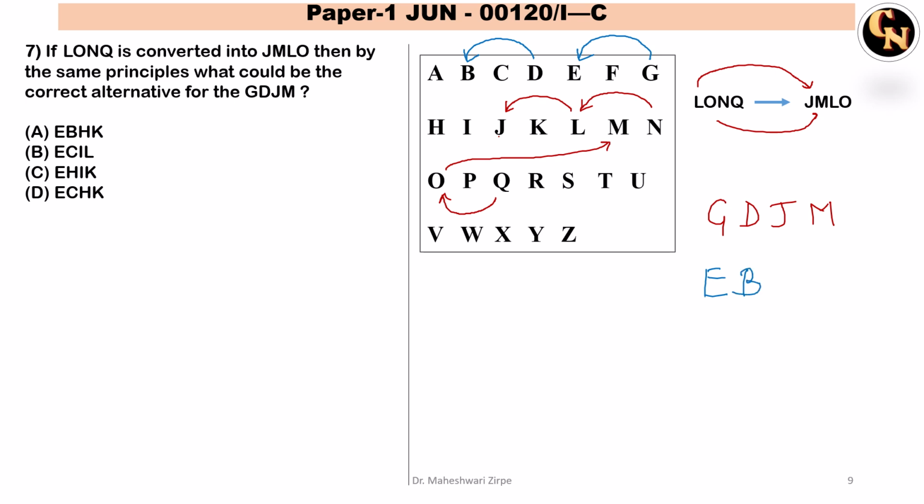Okay, so if you see in the options, the first option only, I can see EB is given. So the correct option will be the first one, correct? But let us solve the next two codes also, which they have given. J, if you go one letter behind, leaving one letter, it is H. And M will go to K. So this code is the same as option A. So your option A is the correct option.